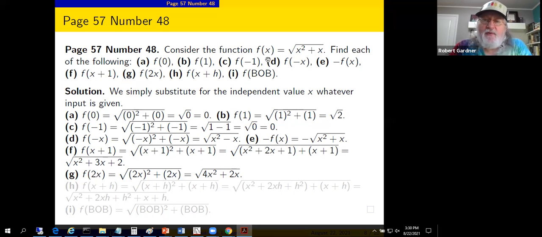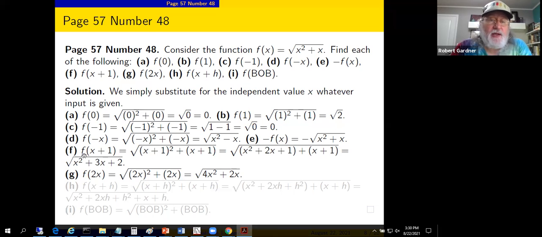Part E asks you for negative F of X, a very different thing. We'll take the F of X function and put a negative in front of it. There's the negative, and there's the F of X function in terms of X. And that's the answer. I can't simplify it. So different things here. Here the negative was inside the function. Here it's outside the function. Well, I know what the function is. Just put a negative in front of it. There's the function. There's the negative.